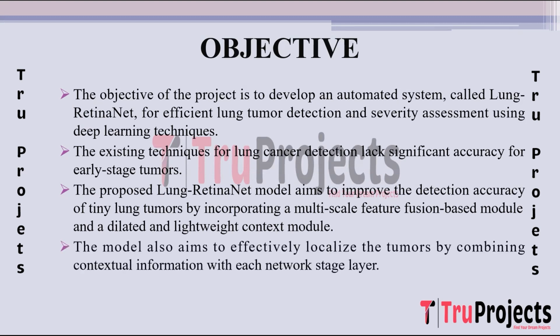Apart from detecting tumors, the Lung RetinaNet also focuses on accurately localizing them within the lung images. It plans to achieve this by integrating contextual information at different stages or layers of the neural network. This means that as the network processes the data, it will continually incorporate information from the surroundings of the suspected tumor regions, potentially improving the precision of tumor localization within the images.